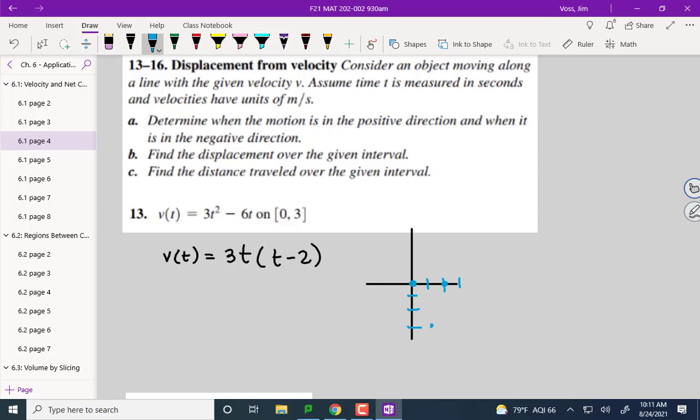We know that it's above the x-axis, or the t-axis, as soon as we get to 2. And again, we don't really need to know what the value is at 3, but it's going to be up there at 9 or something. So depending on how precise we want to get, there's our graph. And we have this region below the t-axis, and we have this region above the t-axis.